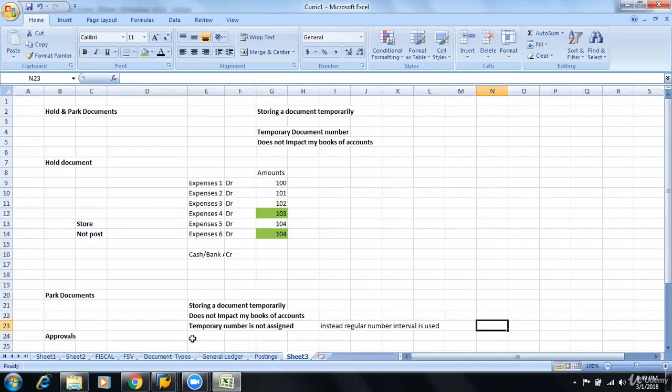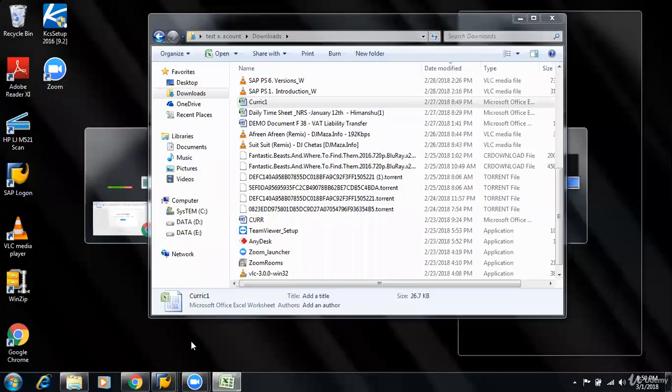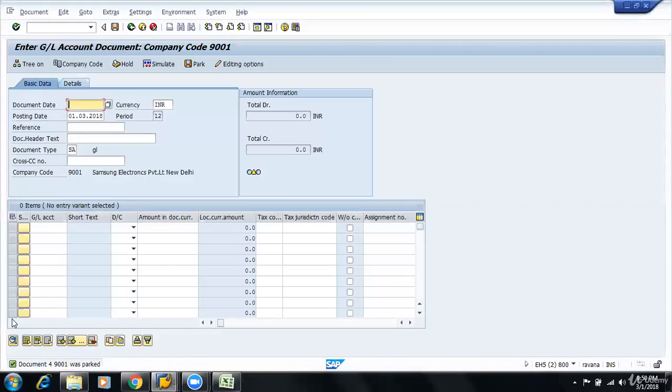All right, as if the document is being posted, but in reality, the document is not posted. It is only parked. You can clearly see the message here. It is parked, not posted. Okay. Now let us check the FAGLL03 report.